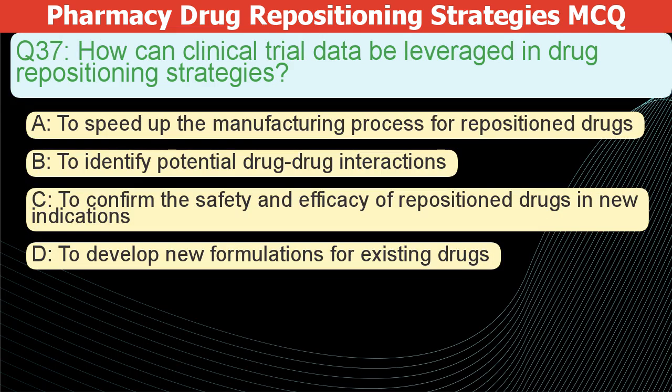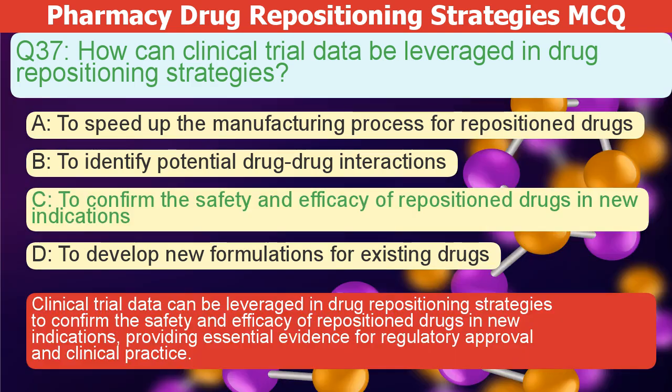How can clinical trial data be leveraged in drug repositioning strategies? A. To speed up the manufacturing process for repositioned drugs. B. To identify potential drug-drug interactions. C. To confirm the safety and efficacy of repositioned drugs in new indications. D. To develop new formulations for existing drugs. The correct answer is C. Clinical trial data can be leveraged in drug repositioning strategies to confirm the safety and efficacy of repositioned drugs in new indications, providing essential evidence for regulatory approval and clinical practice.